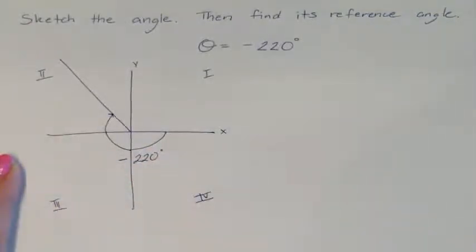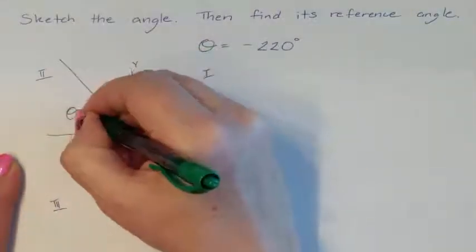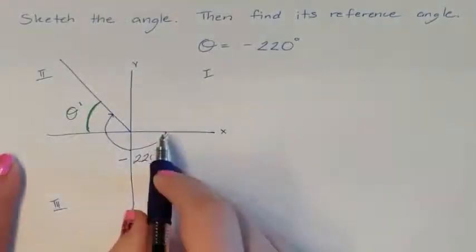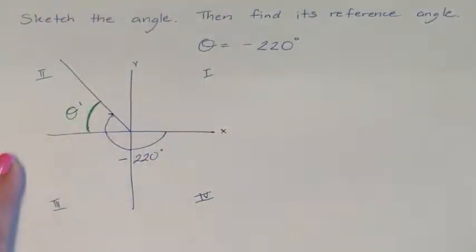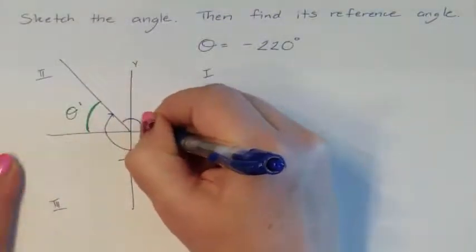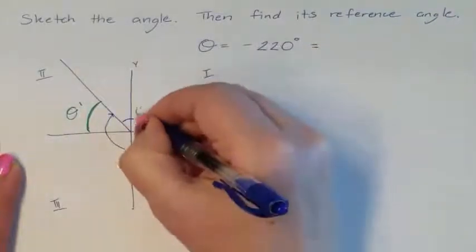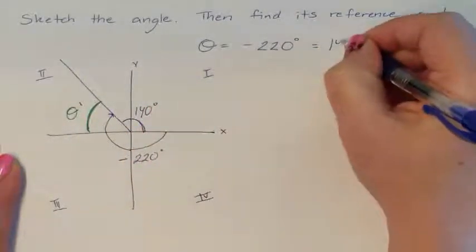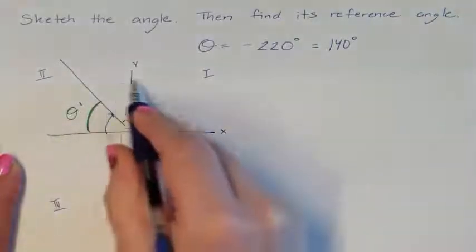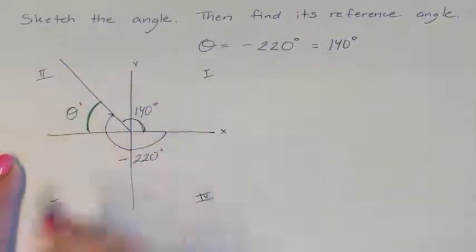I'm supposed to find the reference angle, which is how far this is from the closest x-axis. Theta prime is our reference angle. Well, this isn't a positive direction, so sometimes it's a little hard to find. So if I had gone the positive direction instead, this line is the same thing as saying I wanted to go a positive 140 degrees, because 220 plus another 140 would have gotten me my full 360 circle. So this line right here is the same as 140.